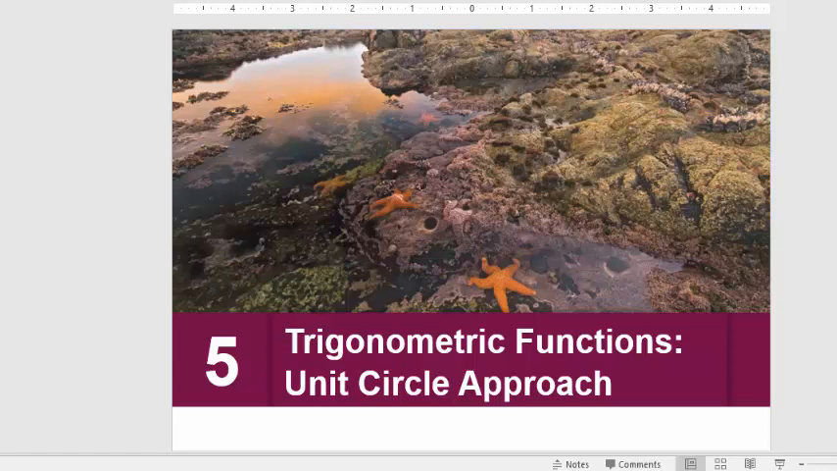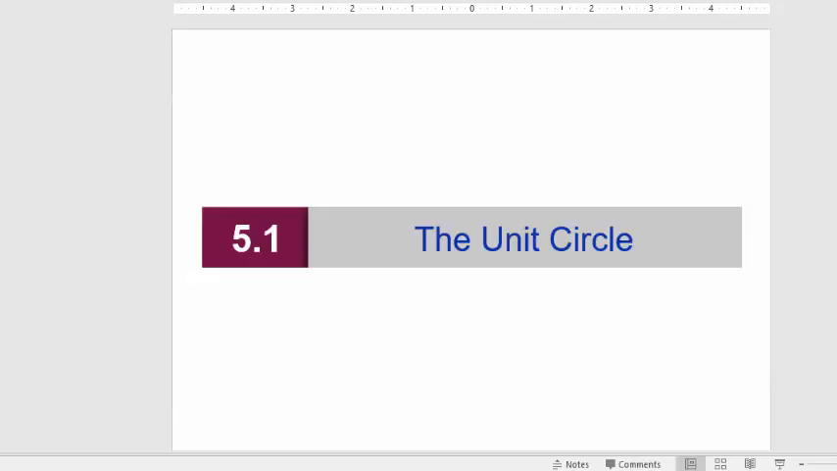to trig functions. And this is actually an easier version of what we just did in 6.3, where we were looking at the x, y, and the r, because now what's going to happen is we're going to show that our r is really just going to be 1, which makes things easier. So first off, what is the unit circle?